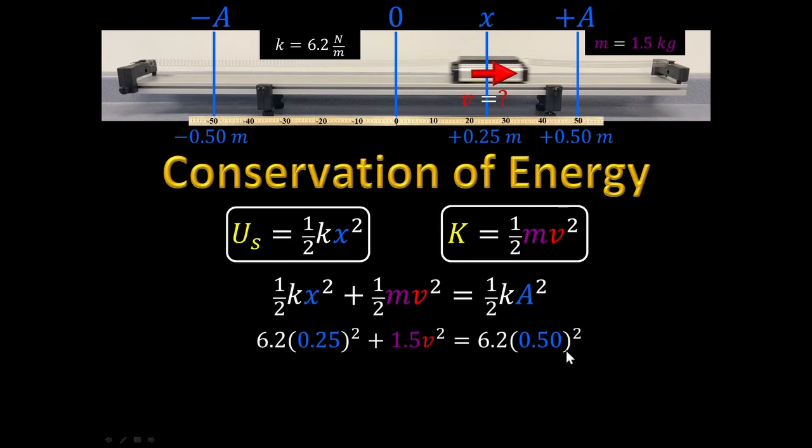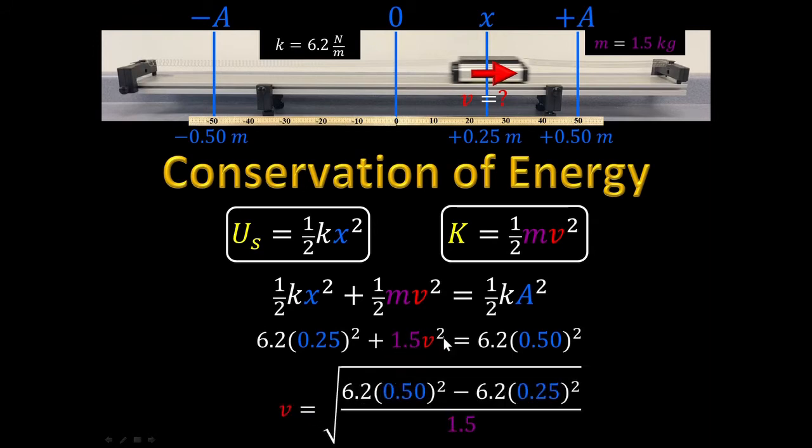I plug in the variables, the position when it was stretched. We don't know its velocity, but that's the only thing we don't know. So then we just solve for velocity. I've got to take this term and move it over to this side to get this term by itself, and then I'm going to divide both sides by 1.5, and then take the square root to get velocity by itself. You do all that, and it looks like the cart is going to be going 0.88 meters per second.